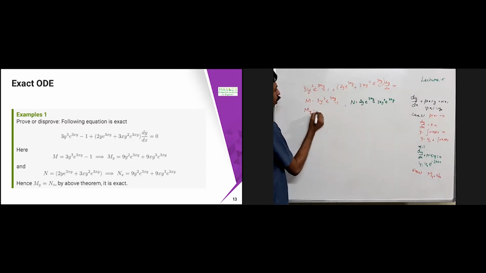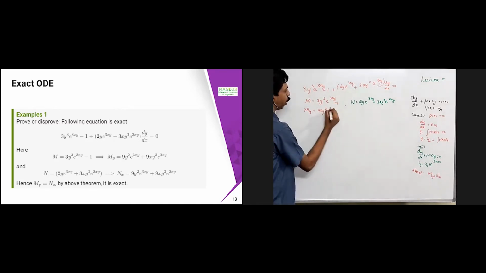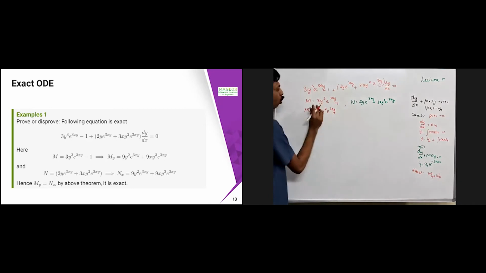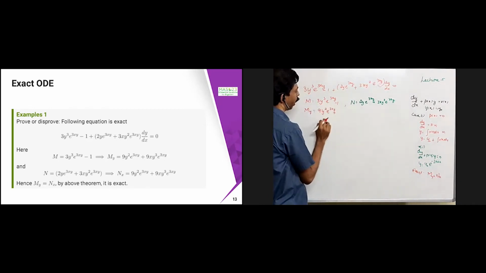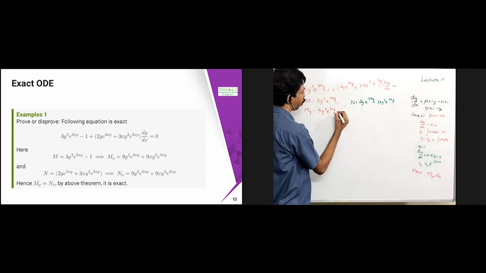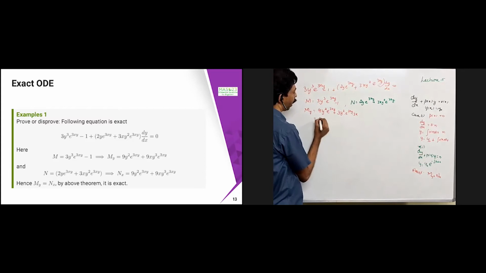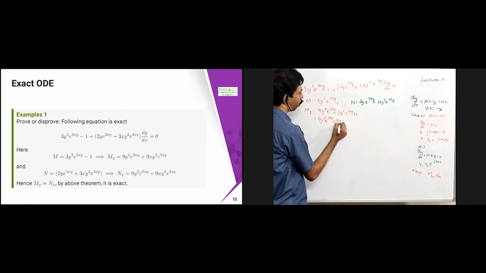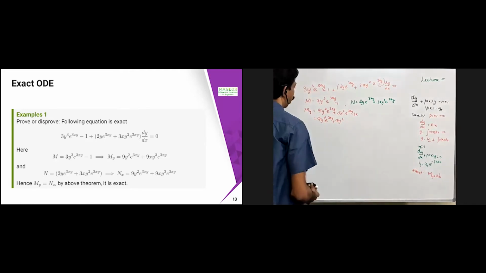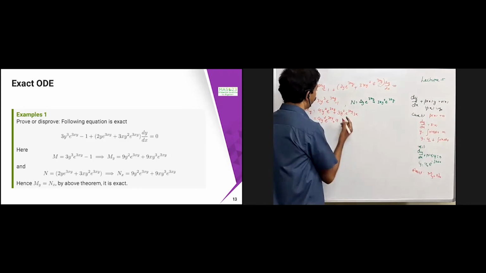My is going to be 3y into y cube, so that is going to become 9y square e power 3xy plus, using the chain rule, I am keeping this one constant and differentiating, then keeping the other one constant and differentiating. Therefore you are going to get 3y cube into e power 3xy into, with respect to y differentiating, another 3x. So that is going to become 9y square e power 3xy plus 9xy cube e power 3xy.